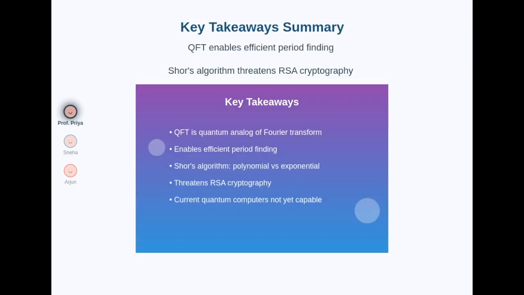Let's summarize. The Quantum Fourier Transform is the quantum analog of the classical Fourier transform. Shor's algorithm uses QFT for efficient period finding, making integer factoring polynomial time and threatening current cryptography.